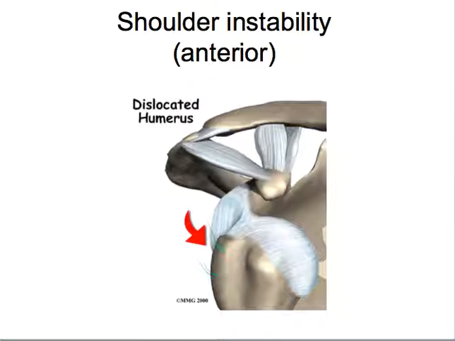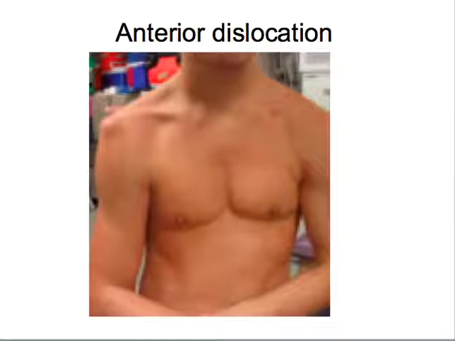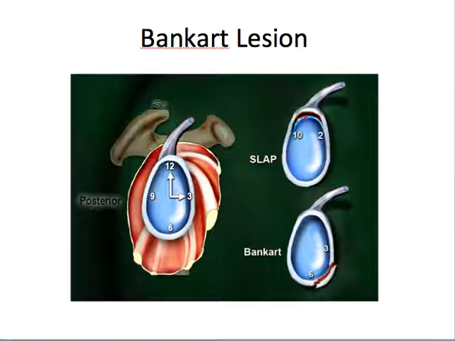The second condition that is in your notes is termed TUBS, and TUBS is a traumatic unilateral Bankart lesion, surgery required. So this is somebody who has dislocated with a traumatic injury on one side. Oftentimes the Bankart lesion is involved and surgery is required. So there's a picture of the unilateral dislocation. What is a Bankart lesion? A Bankart lesion is a tear of the anterior labrum due to repetitive dislocations. However, it could happen with just one dislocation.